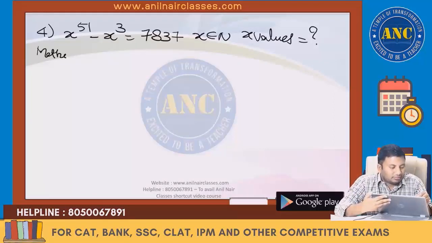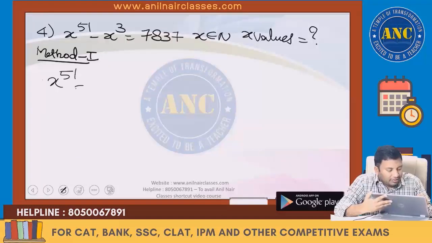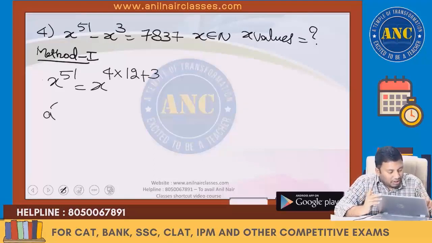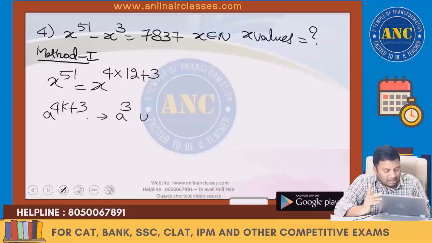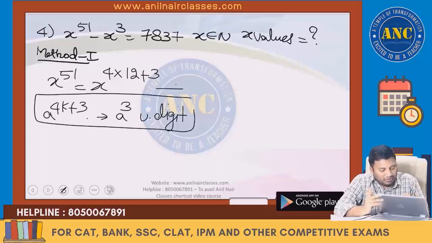Method 1. X power 51. 51 is nothing but 4 into 12 plus 3. So it is a power 4k plus 3, and the unit digit is equivalent to a power 3. So the unit digit of x power 51 is nothing but that of x cube.